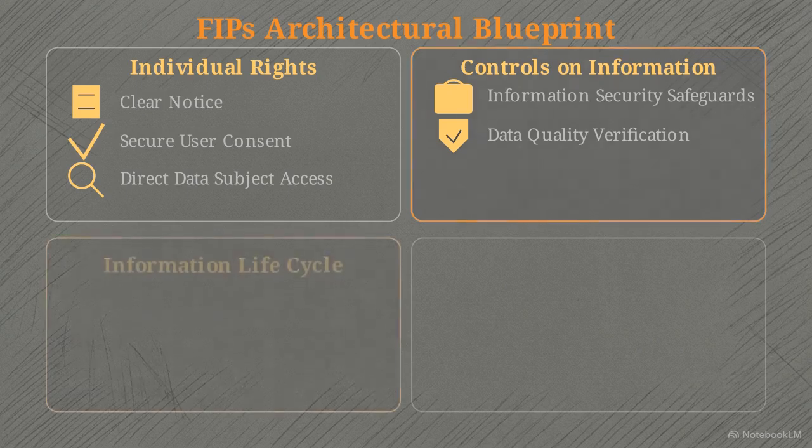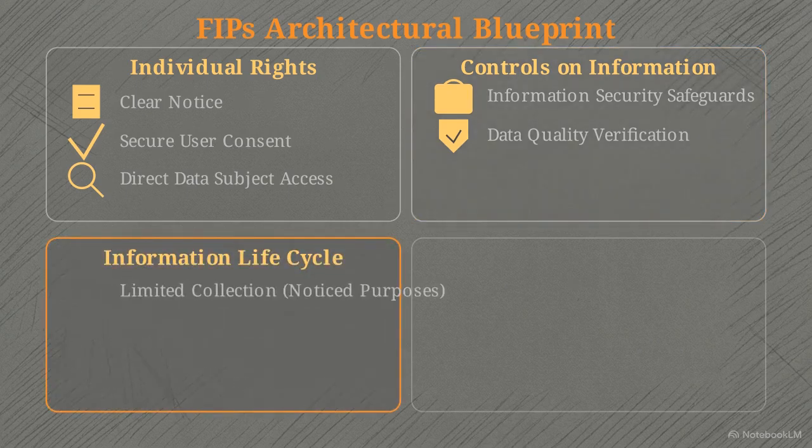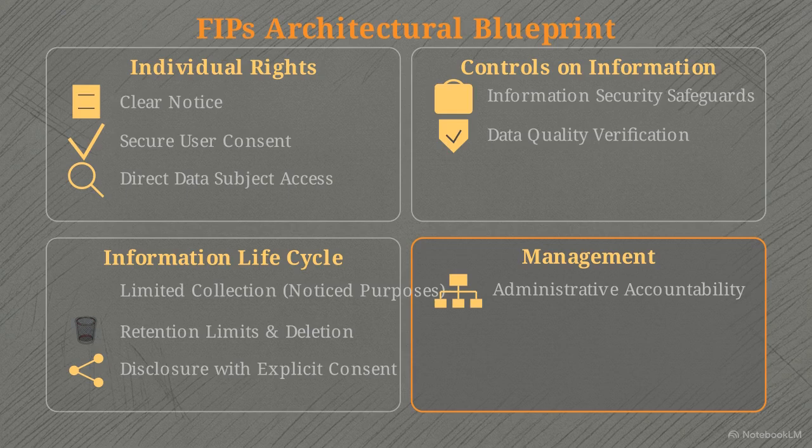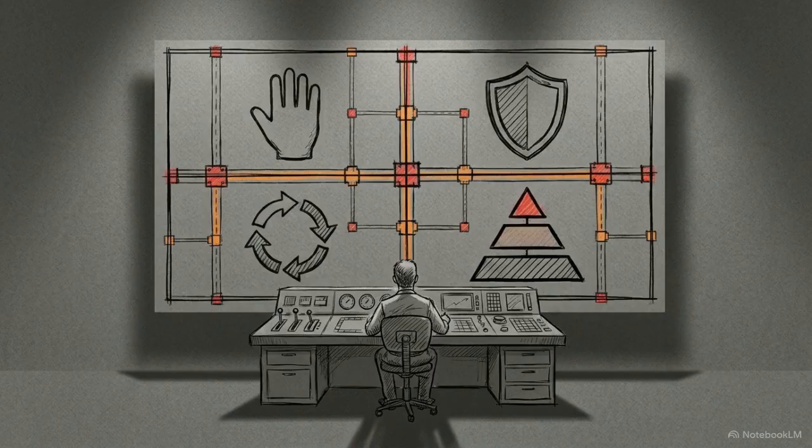The bottom left quadrant governs the information lifecycle. This operates through strict gated checkpoints. An organization can only collect what was noticed, must delete data once the purpose is fulfilled, and can only disclose it with explicit consent. The final quadrant focuses on management. This assigns internal administrative accountability and demands proactive monitoring and enforcement procedures to handle privacy disputes. While global laws vary, mastering this underlying FIPS matrix provides professionals with a universal baseline for compliance engineering.